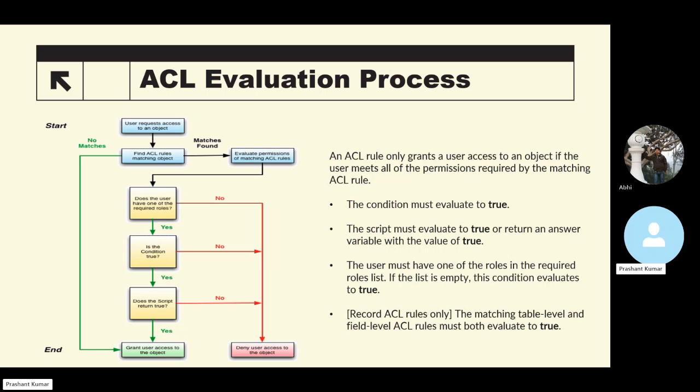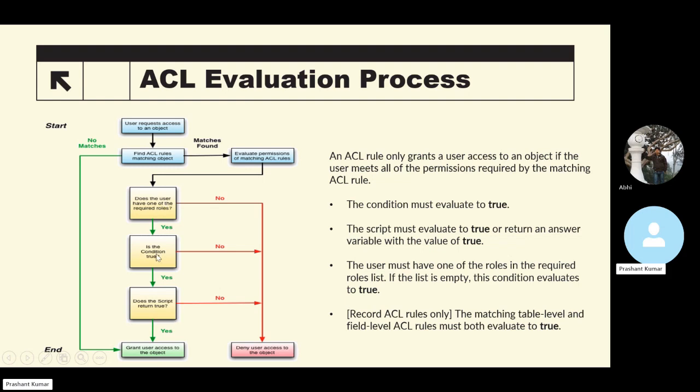First of all, a user requests access to an object. What will it do? It will check the ACL rules matching this object. As soon as it finds an ACL, it will evaluate the permission for that ACL rule. Once it has found that this specific ACL applies to this scenario, it goes to the next step and checks whether the user has a specific role, whether the condition is true or not, and whether the script returns true.